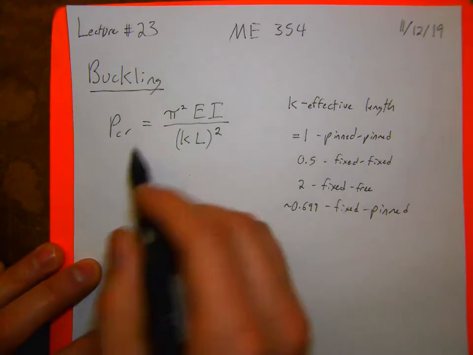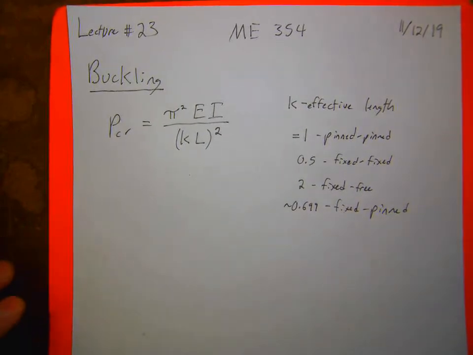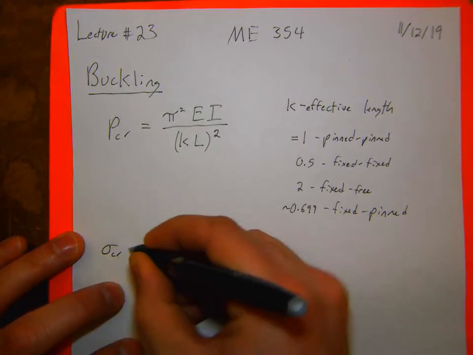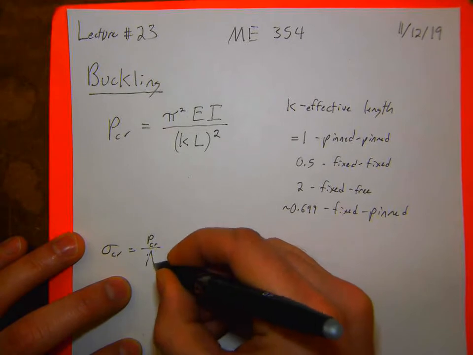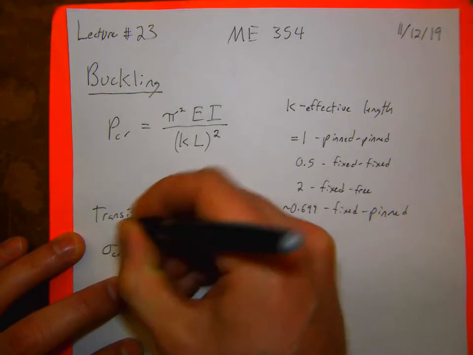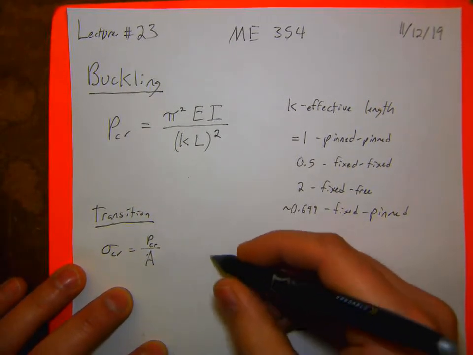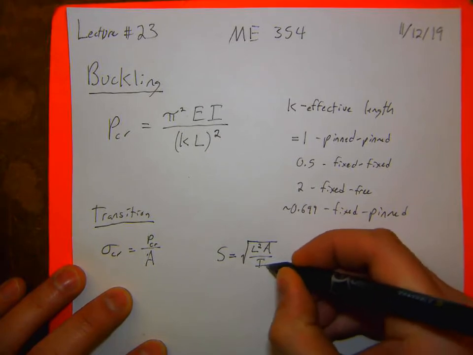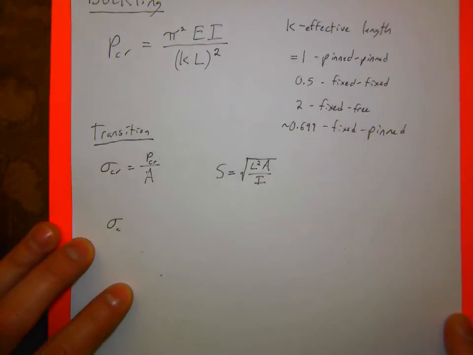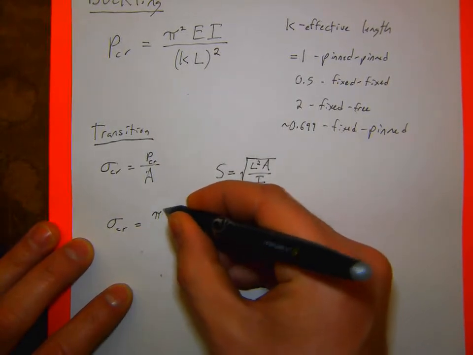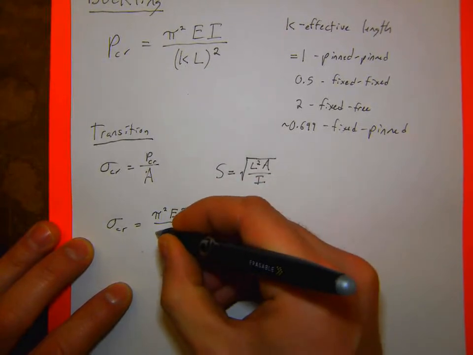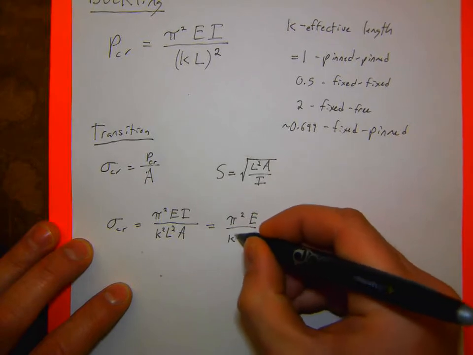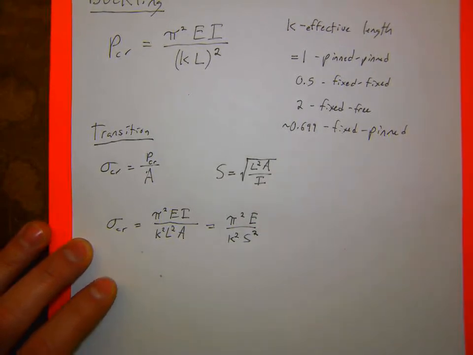When we are taking a rod that is buckling, we have to think about when that transition to buckling will occur. So I also showed that for the transition to buckling, we defined the critical stress for buckling as P critical over your area. And then I defined a new term that I'm going to call my slenderness, S, which is equal to the square root of L squared A over I. So sigma critical is pi squared EI over K squared L squared A, which is equal to pi squared E over K squared S squared.